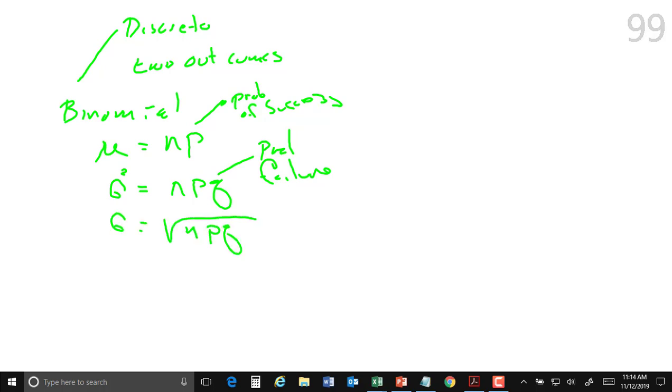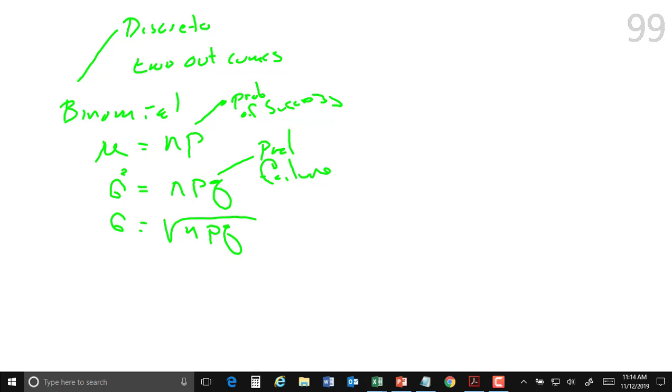So for the binomial, it's not the bracket x equals x. It's np and the square root of npq, because it's not going to be given to us that way.